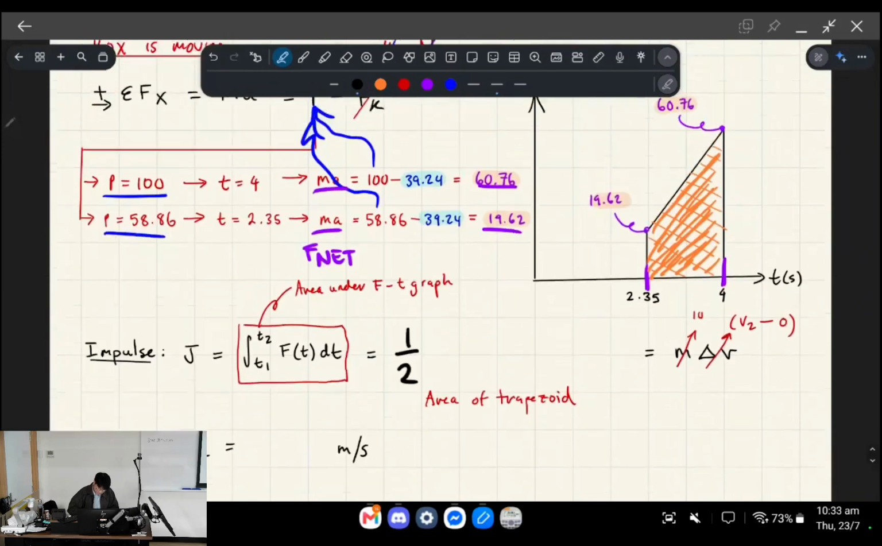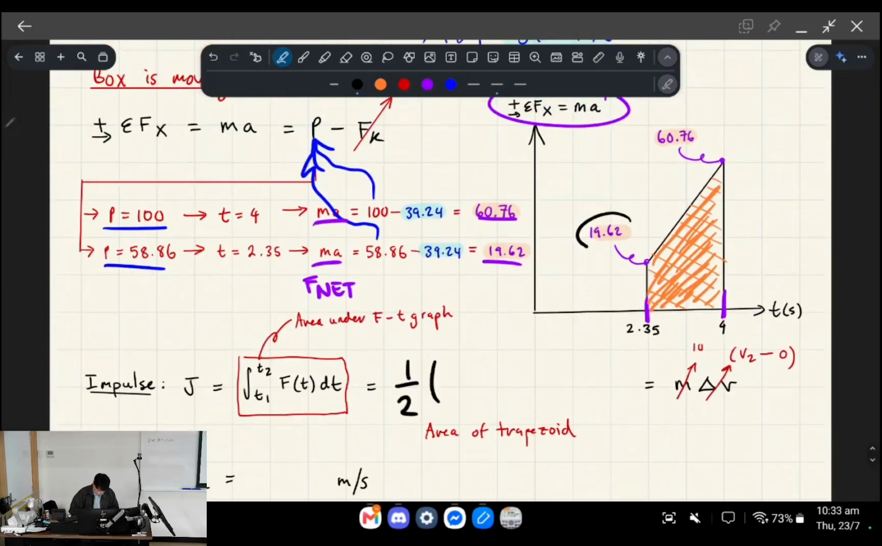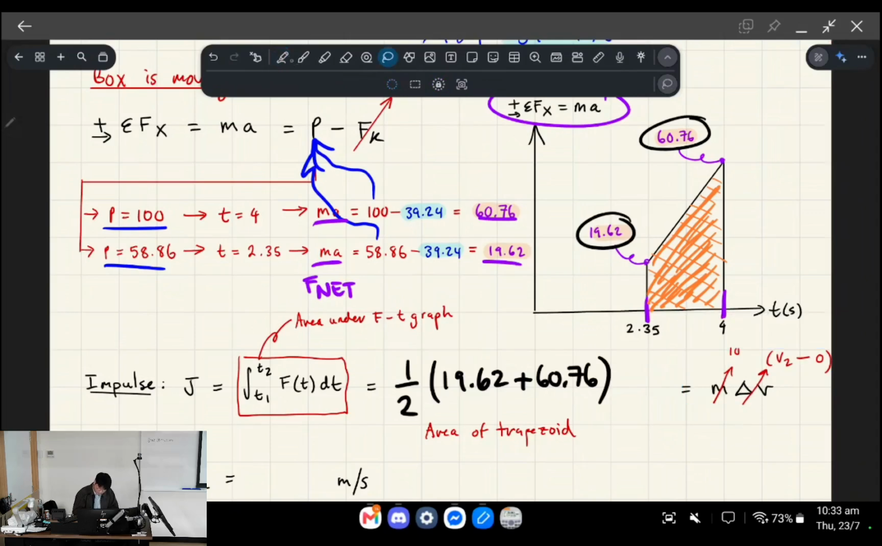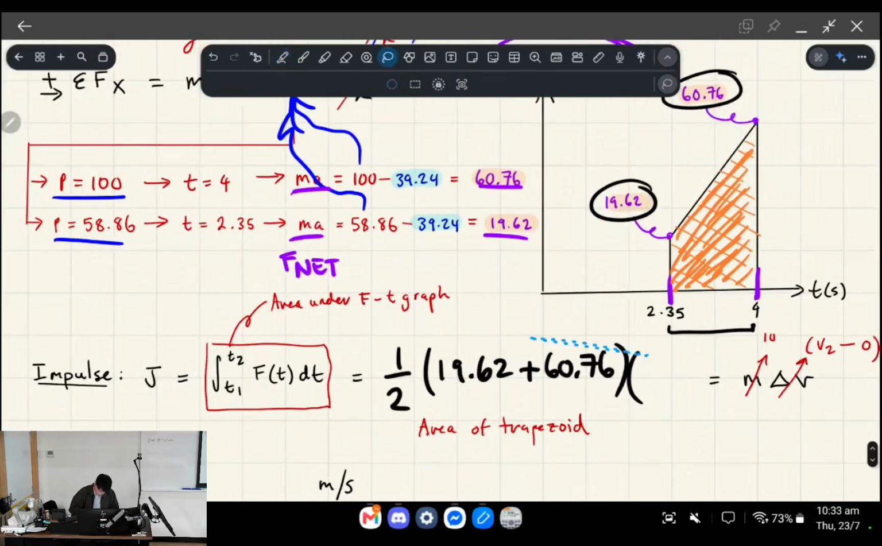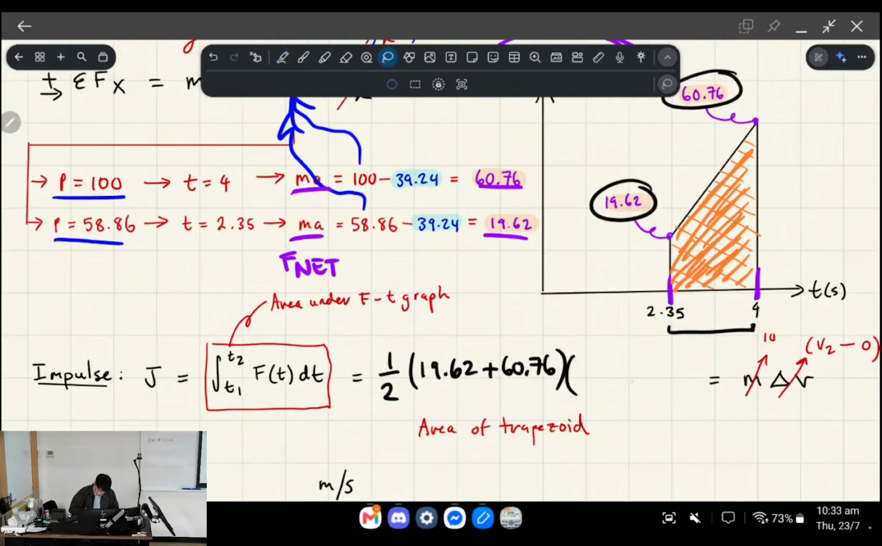We'll go half, so we average these two side lengths, 19.62 and 60.76, and we multiply that by the length over which it occurs. In our question, it's going to be 4 minus 2.35 that is the length L of our trapezoid.